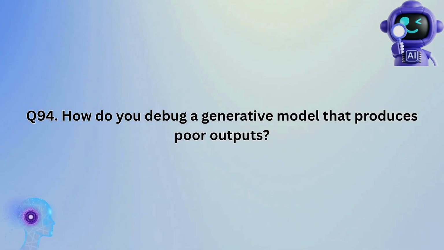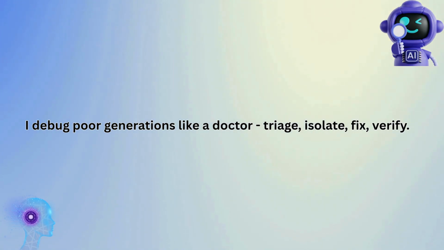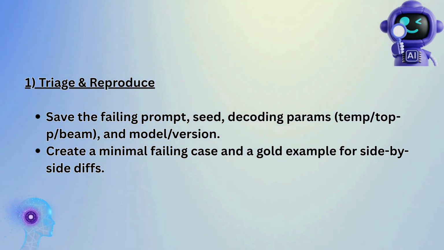How do you debug a generative model that produces poor outputs? I debug poor generations like a doctor. Triage, isolate, fix, verify. 1. Triage and reproduce. Save the failing prompt, seed, decoding parameters, temperature, top-p, beam, and model version. Create a minimal failing case and a gold example for side-by-side diffs.